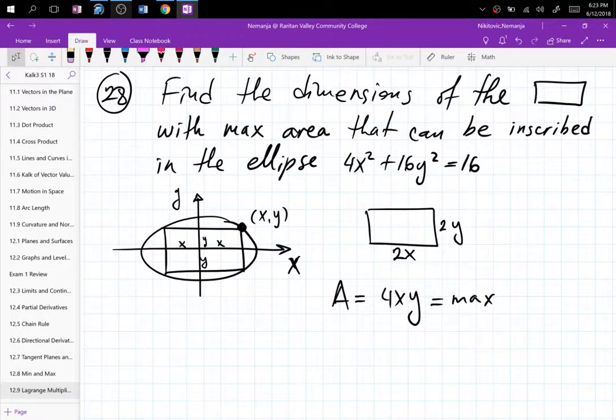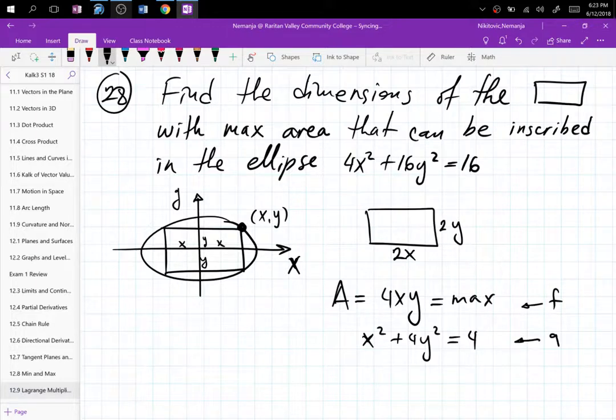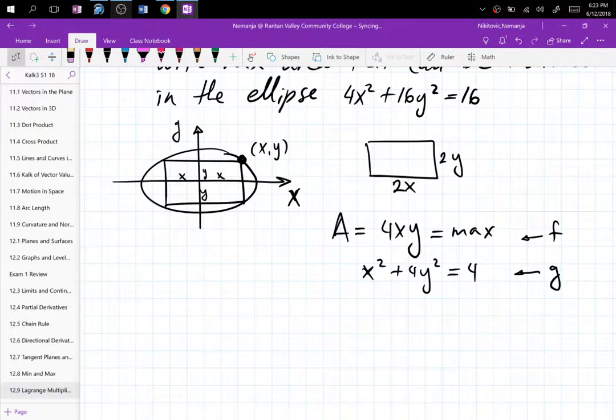And then we also have the ellipse equation over here. If you cancel by 4, we have x squared plus 4y squared is equal to 4. Now, this equation is your f equation, this equation is your g equation. The objective equation is the one that you are minimizing or maximizing, and the constraint equation is the one that is given because you have to work within those constraints.